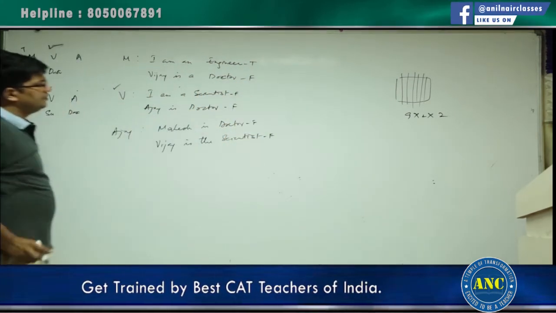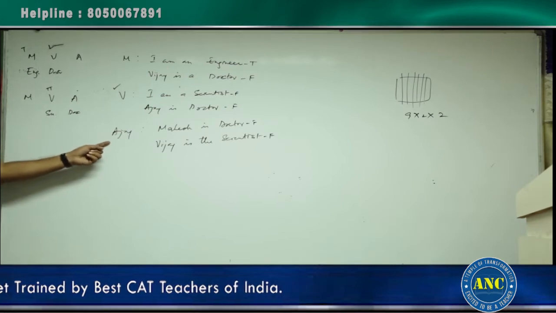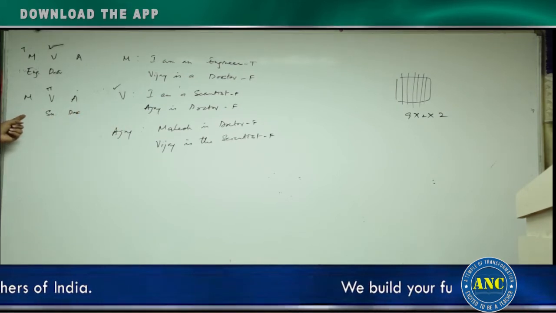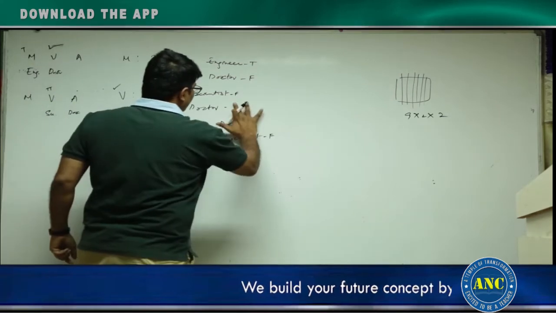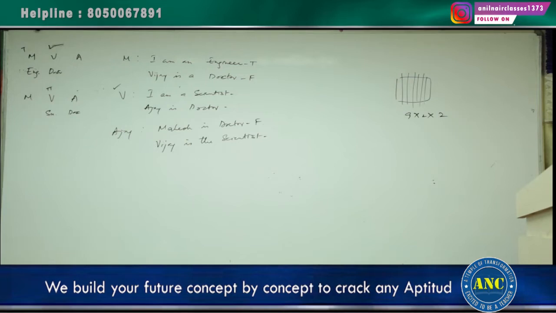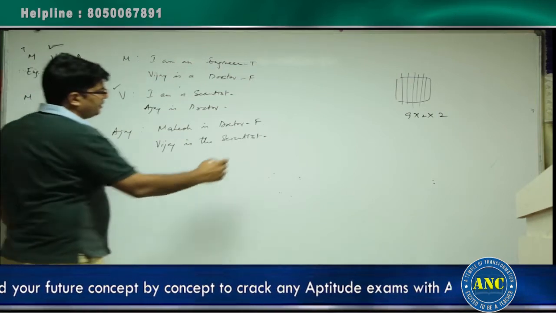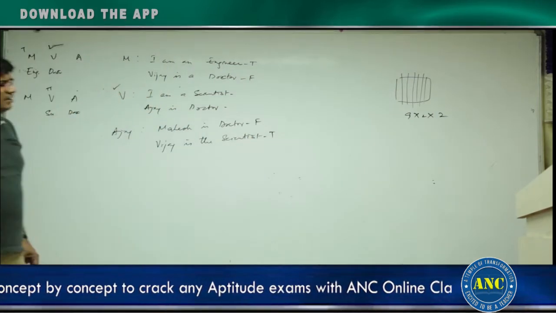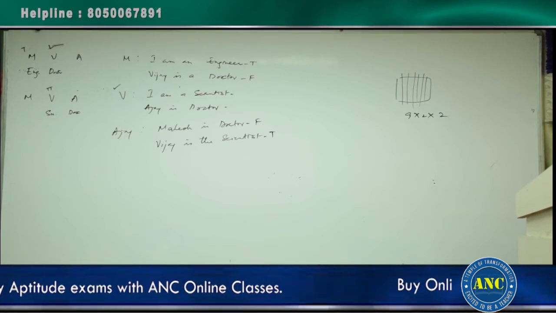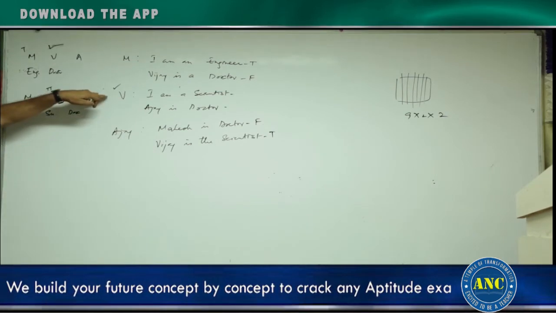Making sense. Let's come to Ajay now. Mahesh is a doctor is false, right? Yes. It's a false statement. Vijay is a scientist is a true statement. What happened once again? Same. There is a lot of inconsistency. That's it. These two assumptions were wrong.